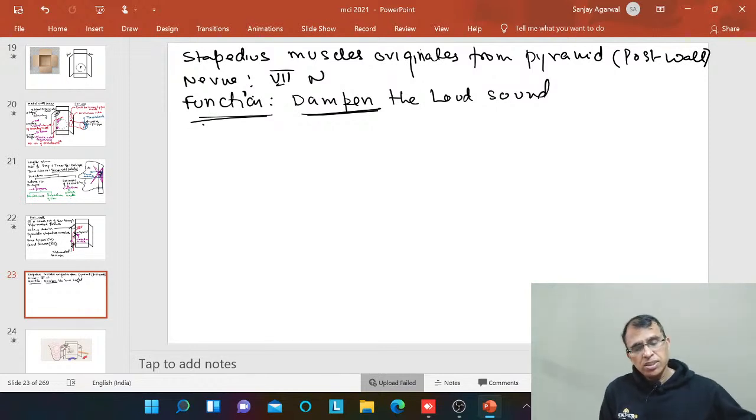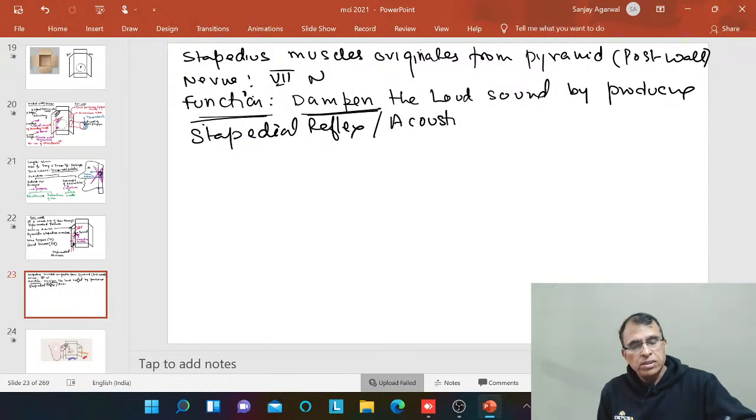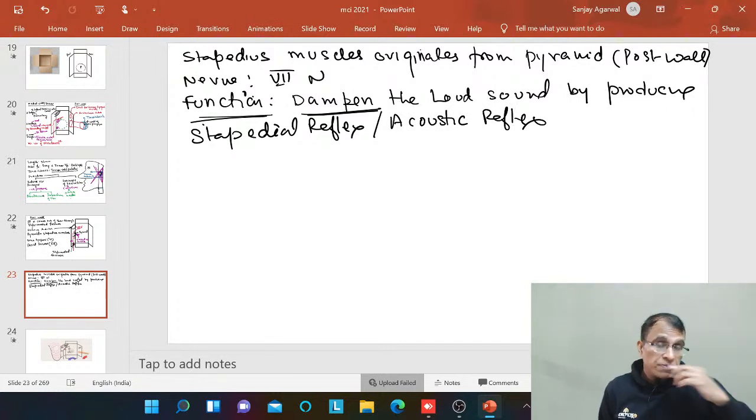How does it do this? This is done by producing the stapedial reflex, which is also called the acoustic reflex. So this is what you have to know, that this muscle produces a reflex, and the reflex is called the stapedial reflex because it's produced by the stapedius muscle, also called the acoustic reflex. And what does this reflex do? This reflex will dampen the loud sound. Very, very important. Remember this.